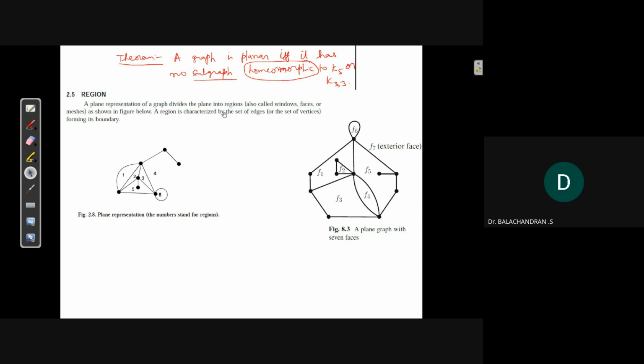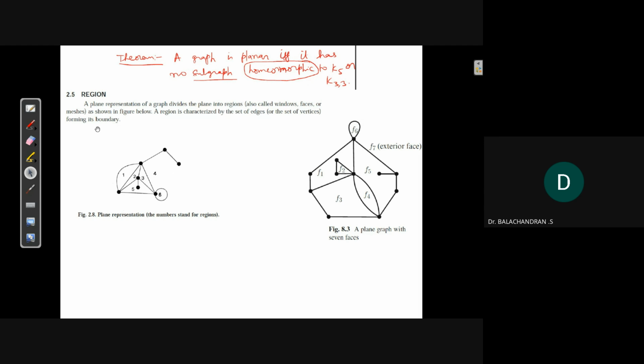A region is characterized by a set of edges forming its boundary. This is the definition of region. For example, region 1 is bounded by this edge and this edge. Region 2 is bounded by this edge and this edge and this edge. So here, totally how many regions? 6 regions are here. The fourth region is the infinite region.